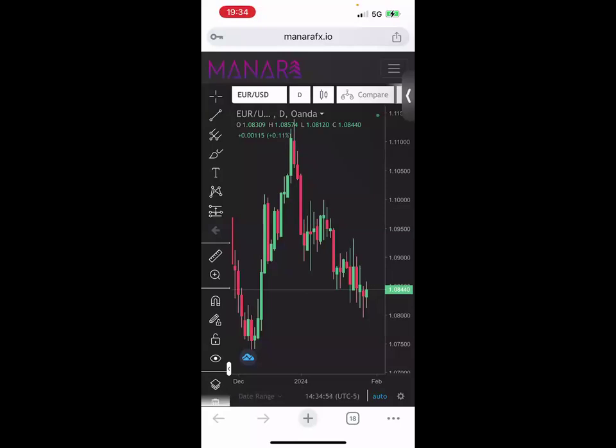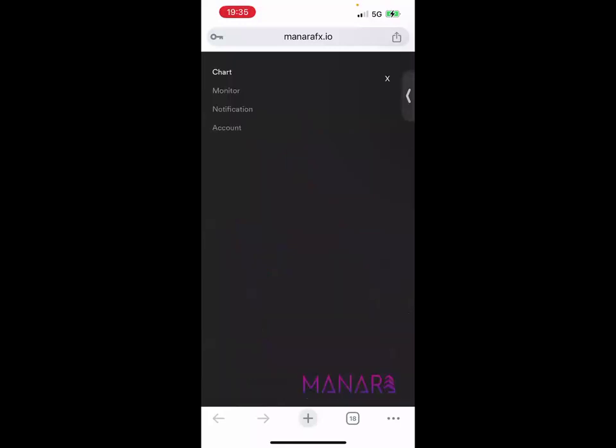So click on the menu line. Click on this 3 menu line above. So let's come to monitor.